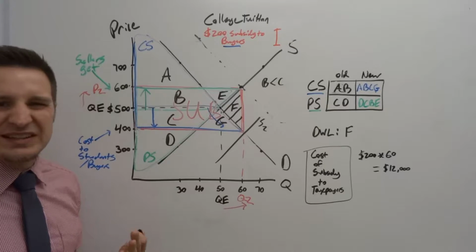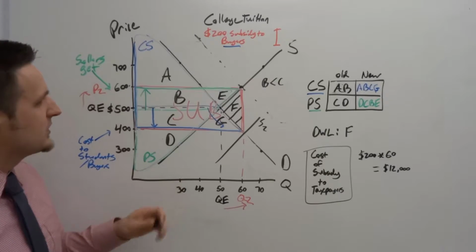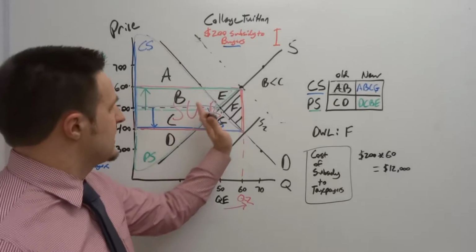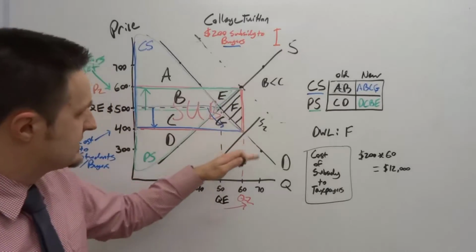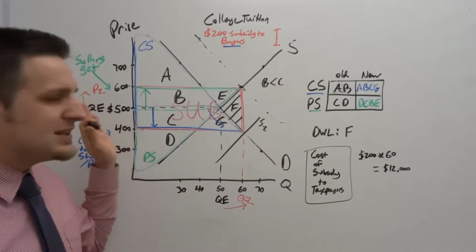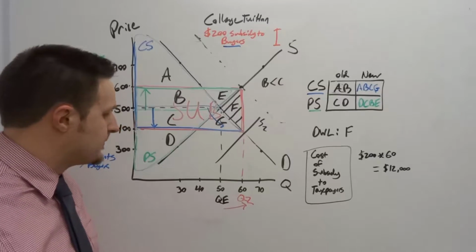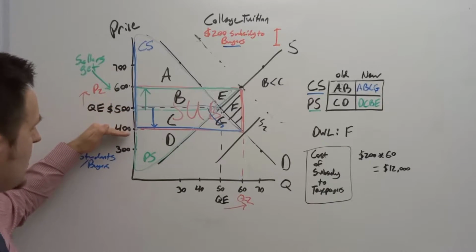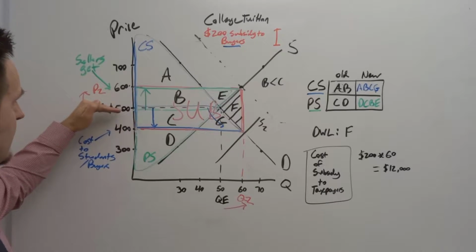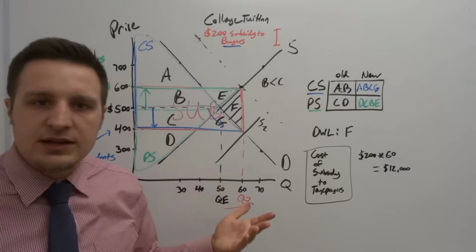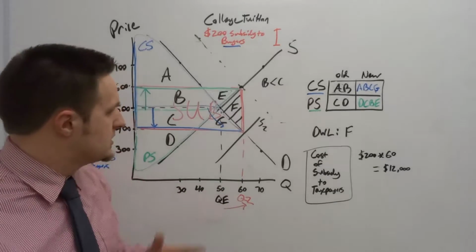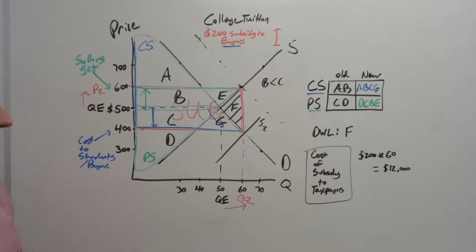So effectively, it doesn't really make a difference whether you subsidize the buyers or you subsidize the sellers. In the end, the incidence of the subsidy is going to be the same by the amount of reduced cost to the students or the amount of increased revenue or selling price to the college, in this case the supplier.